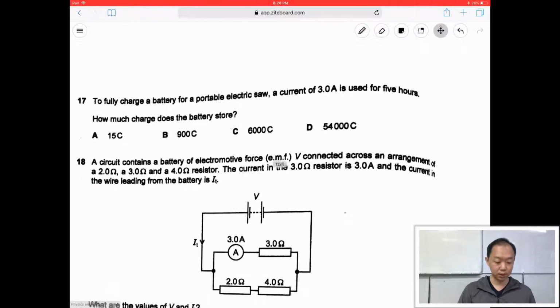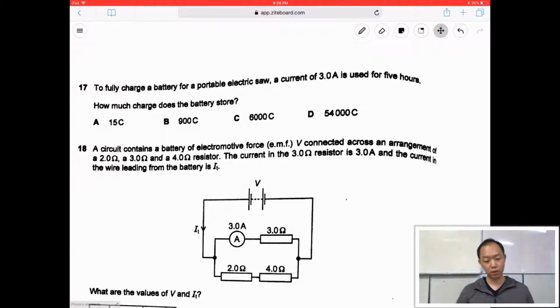Okay, so this is another question. To fully charge a battery for a portable, a current of 3 amperes is used for 5 hours. So how much charge does the battery store? So I mean, we go back to our database, EPTIVRR. Does it have charge? No. So what's the formula that we know that has charge?